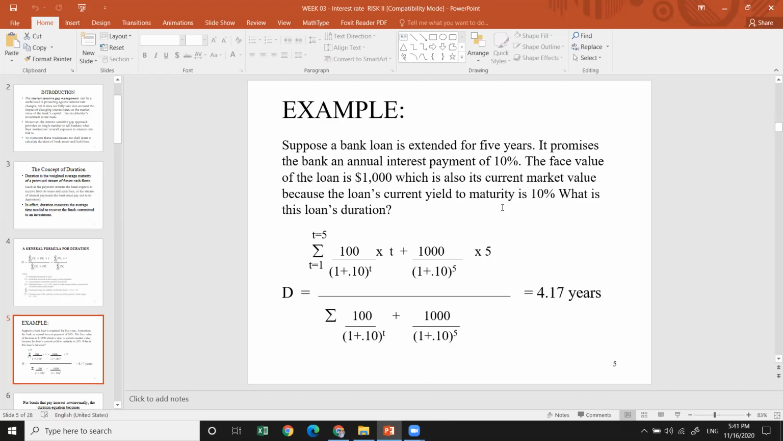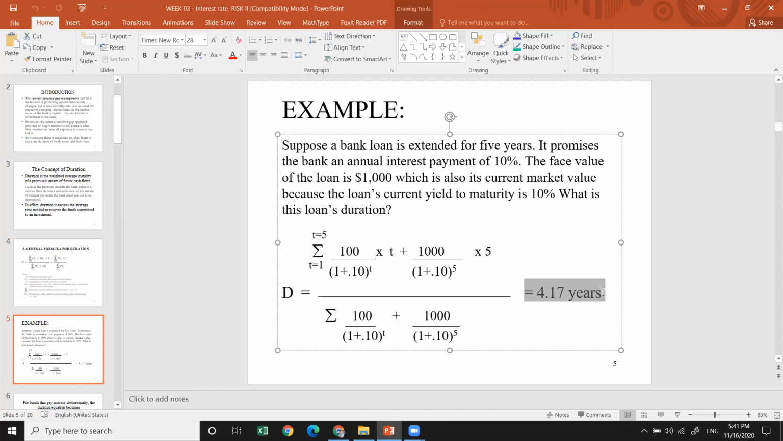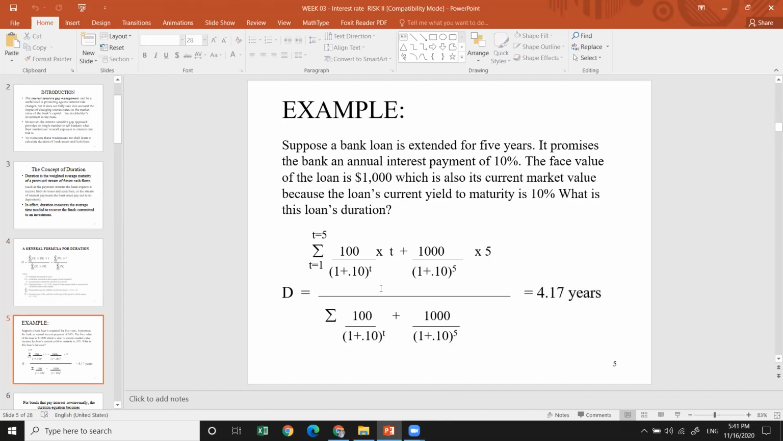And what is the loan duration here? If you just substitute everything into the formula, as you can see here, you get 4.17 years. I don't want to spend the time calculating them manually, because we're going to use the Excel spreadsheet itself. So for us, it's better to concentrate more on Excel. So 4.17 years are needed to recover the funds committed to the investment.